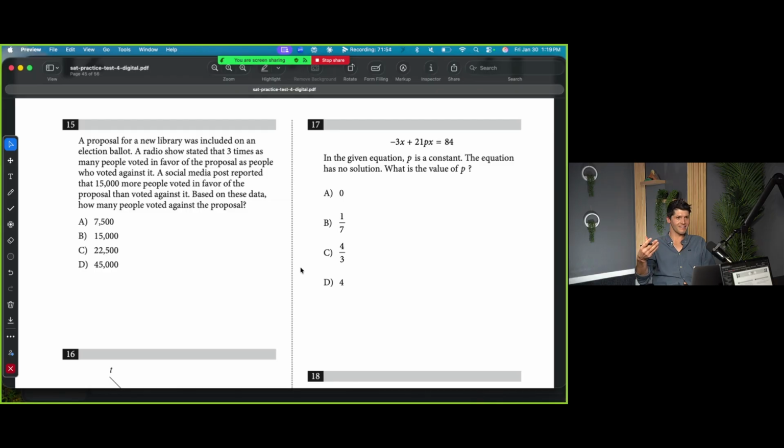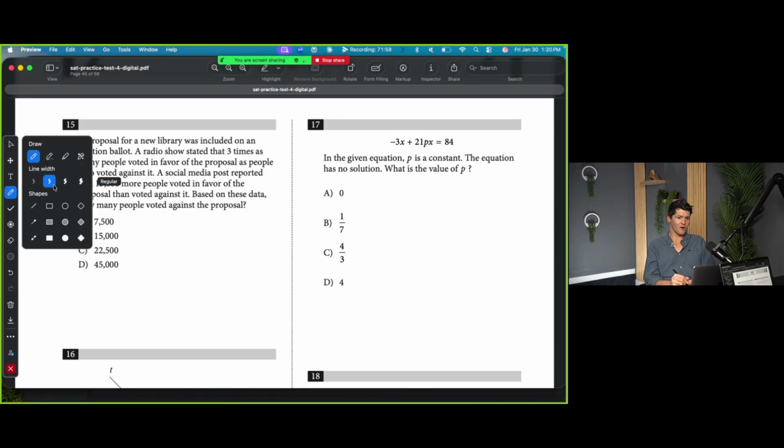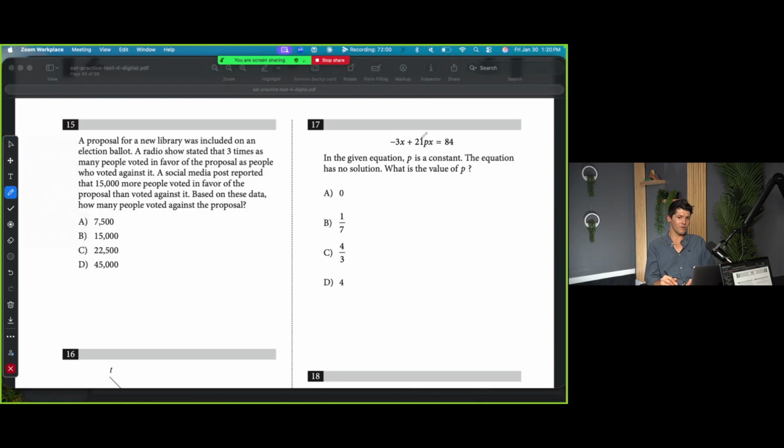Wouldn't that be convenient, right? But if P were 0, then let's walk through some implications. If P is 0, then of course 0 times 21 is 0, times X is whatever X is, 0. But then you're left with negative 3x. Yes, negative 3x equals 84, and indeed has solutions. Has a solution. Good.